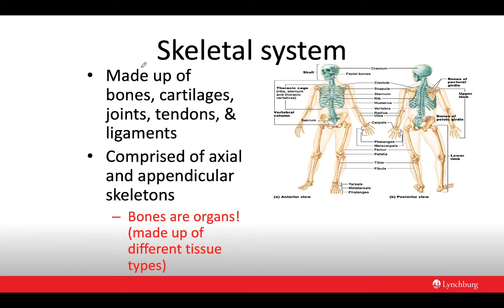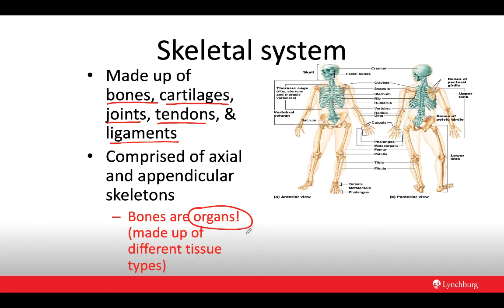Okay, so skeletal system. When we talk about skeletal system, we are including bones, we include cartilages that cover the ends of bones, joints that are formed by bones coming together, tendons that are attaching muscle to bone, and then ligaments that are attaching bone to bone. And it's important to remember that bones are, in fact, organs. They are made up of different tissue types.